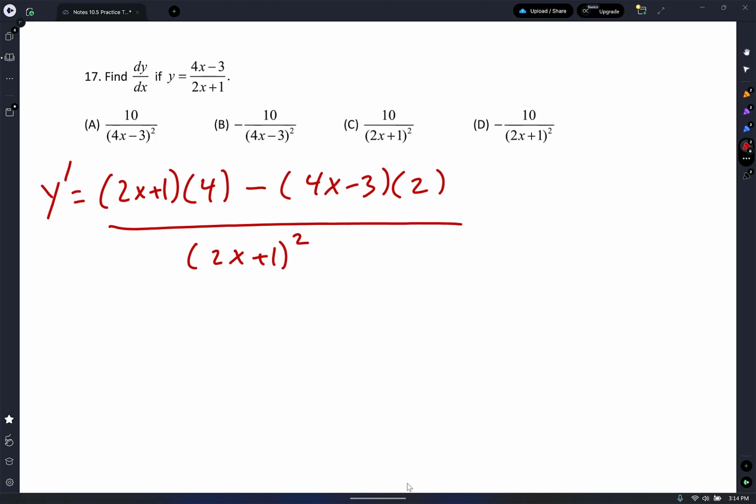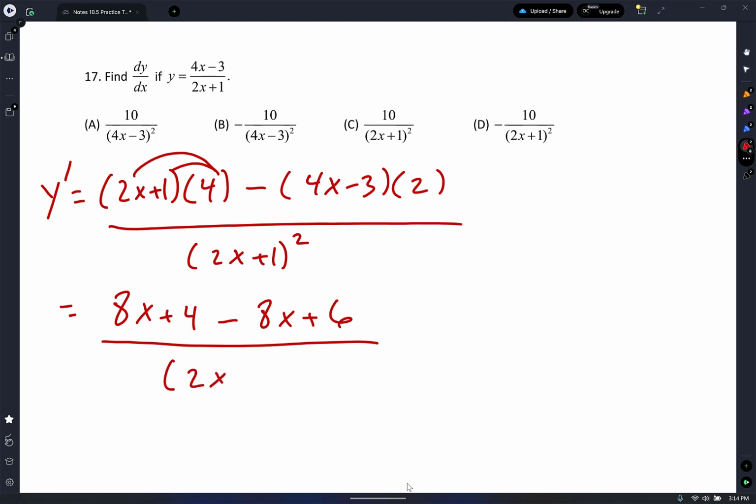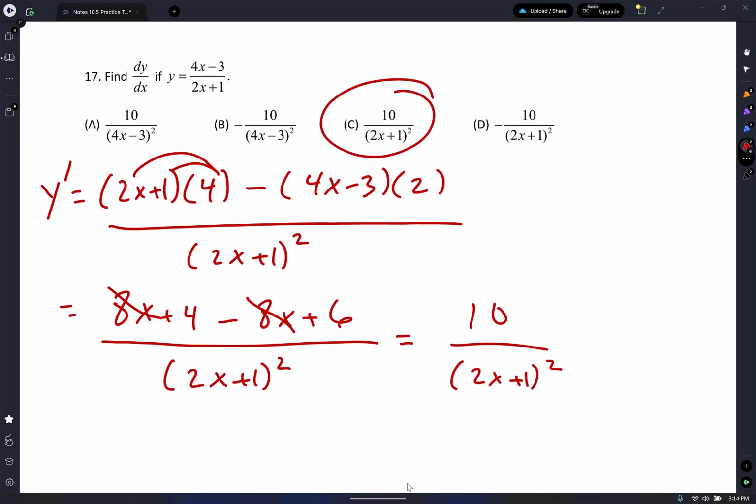All right, here we go. Now you're done with calculus, guys. The rest is just algebra. So 8x plus 4 minus 4 times 2x, sorry, is 8x. Negative times a negative is a plus, so plus 6 over, you don't have to expand the denominator. The 8x's cancel out. What is 6 plus 4? And there it is. Look at the time we finished.